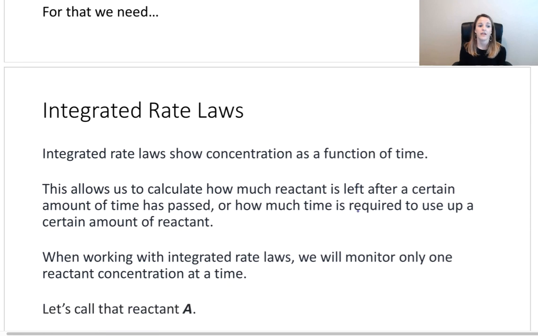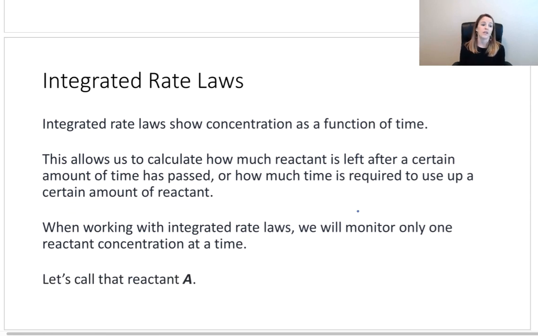So in integrated rate laws, what happens is we can actually show the concentration as a function of time. So we take concentration and time and put them together. Now, this allows us to calculate how much reactant is left after a certain amount of time has passed. So we could say, after 30 minutes, how much reactant is going to be there? Or how much time is required to use up a certain amount of reactant. To me, the second one is more important. So how long is it going to take to get to 90% completion of a reaction? Or maybe you only care about 50% completion, but the time component is huge here.